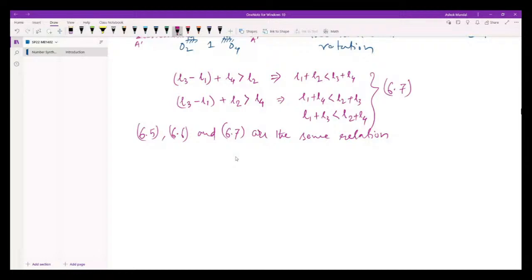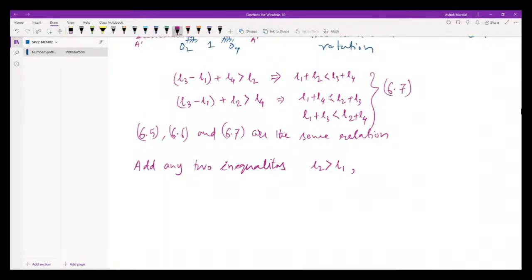Now further simplification we can make. What we can do, add any two inequalities. So just add these two inequalities, this one and this one. What will you get? Can somebody tell me what you get? L2 greater than L1. L2 greater than L1.